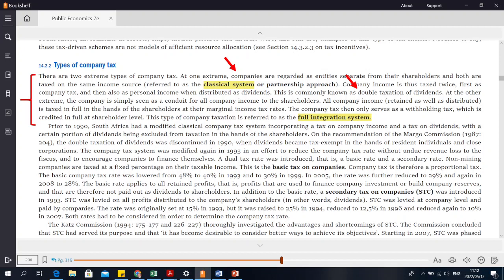That's the old style. They quickly realized that this is not fair, so most countries now have the fully integrated system, where the company is just seen as a vehicle, a conduit for all company income to the shareholders, and the shareholders are only taxed at their marginal income tax rates, and not when the dividends and so on are still in the hands of the company, which is more fair.